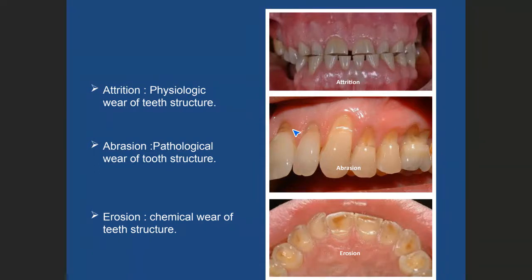Abrasion you usually see in a patient who uses a hard toothbrush in a horizontal direction. You will see notching in the cervical region. People who use a hard brush and apply very powerful force, this cervical area will wear off. Erosion is mainly due to chemical wearing of the tooth structure, like in people who have acid regurgitation, or many people who are very fond of drinking colas and Pepsi. So these are commonly seen in those individuals.